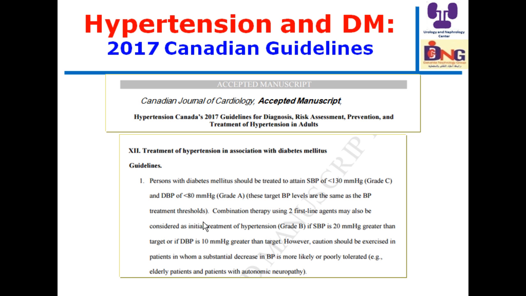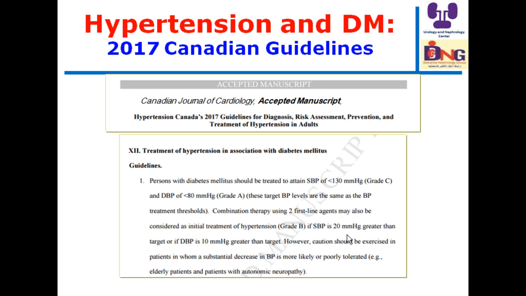Combination therapy using two first-line agents may also be considered as initial treatment for hypertension, grade B, if systolic blood pressure is 20 mmHg greater than target, or diastolic is greater than 10 mmHg than target. However, caution should be exercised in patients in whom sustained decrease in blood pressure is more likely or poorly tolerated, elderly, and patients with autonomic neuropathy.